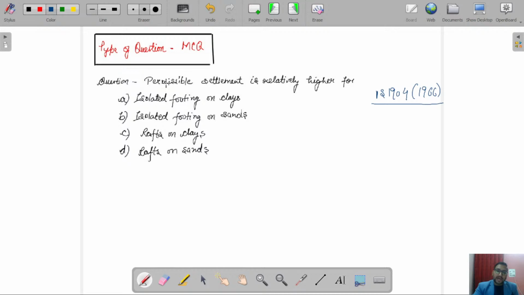If we talk about isolated footing on clay, the permissible settlement value suggested by code is 65 mm. Similarly, if it is isolated footing on sand, the permissible settlement value is 40 mm.